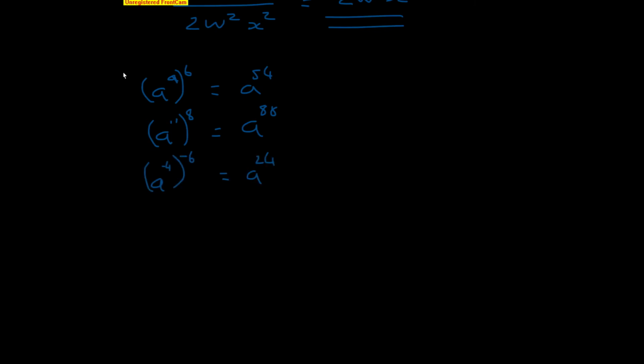A to the 24. Minus 4 times minus 6, 2 negatives make a positive, 4 and 6, 24. Good stuff.